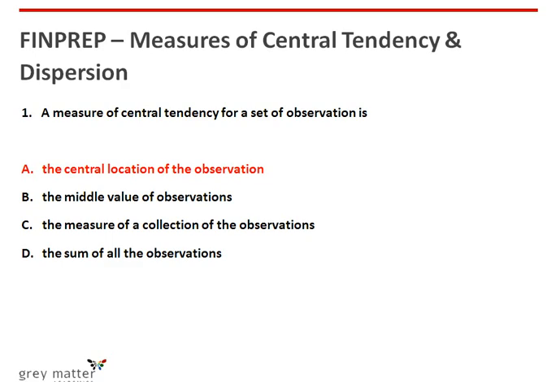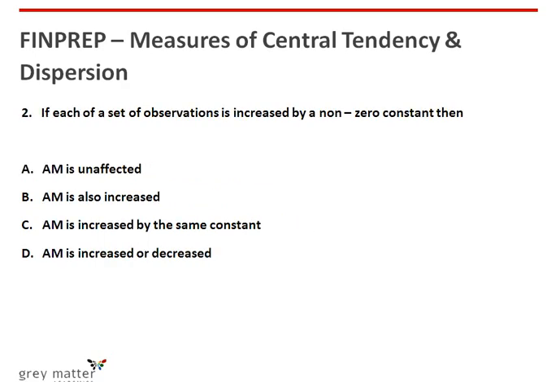Second question: if each of a set of observations is increased by a non-zero constant, then your arithmetic mean is increased by the same constant. This is based on the property of arithmetic mean. Go to your PowerPoint answers, which says option C, arithmetic mean is increased by the same constant.